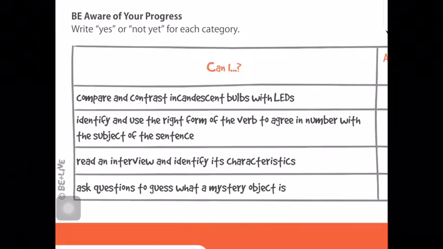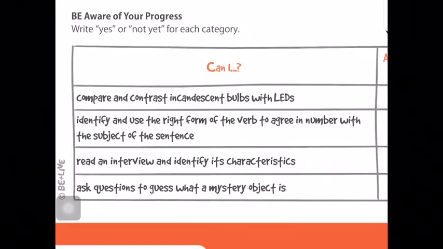Can you compare and contrast incandescent bulbs with LEDs? Can you identify and use the right form of the verb to agree in number with the subject of the sentence? Remember the present simple. For example, I play, he plays. I cook, my mother cooks. I dance, my father dances.